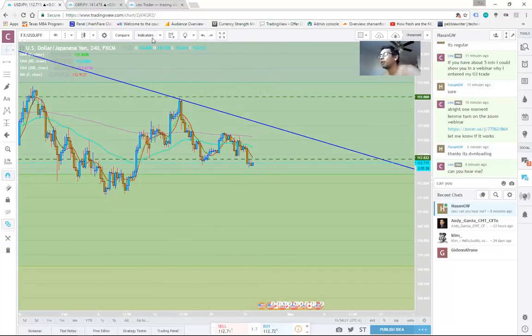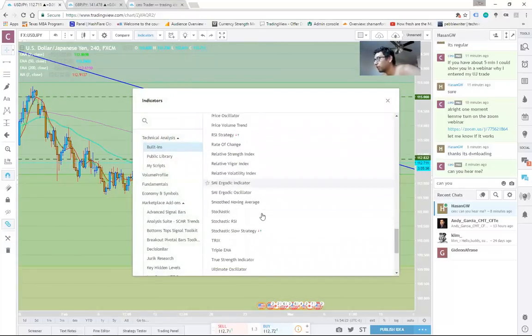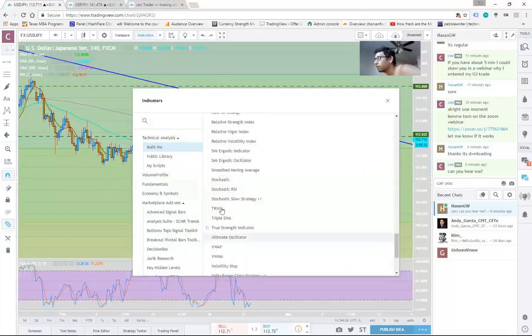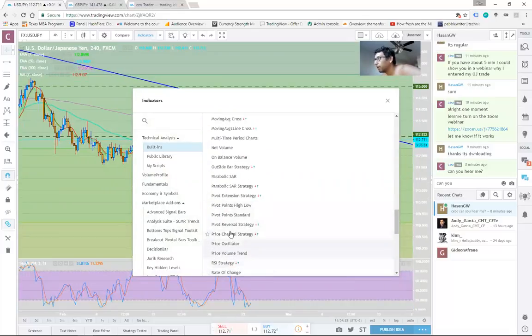And then I'll throw in RSI. The only other two things I use are stochastic and RSI to more or less evaluate what might be happening.